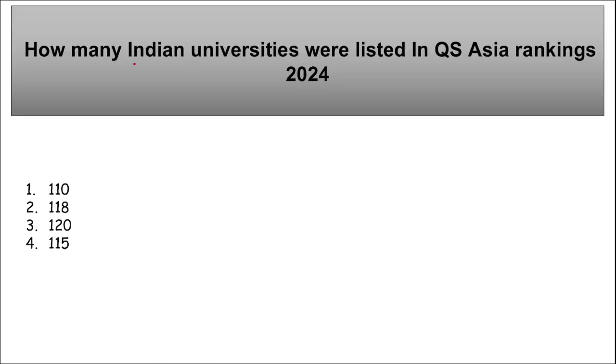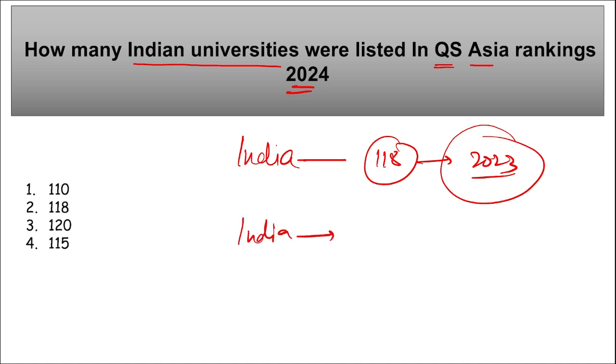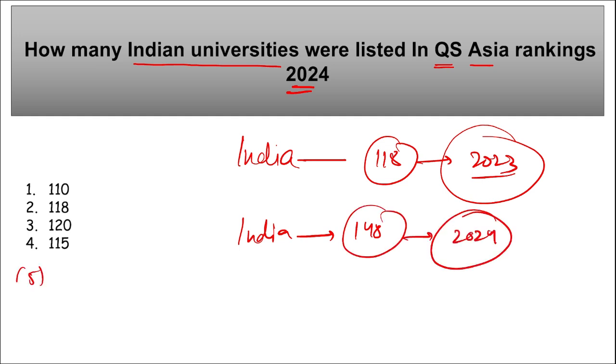Next is how many Indian universities were listed in the Quacquarelli Symonds Asia University ranking for 2024. So from India, how many universities were listed here? India had a total of 118 universities in the 2023 ranking, correct? And India has 148 Indian universities in the 2024 ranking. Here option 5 should also be given, 148.